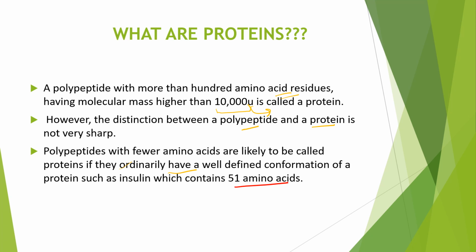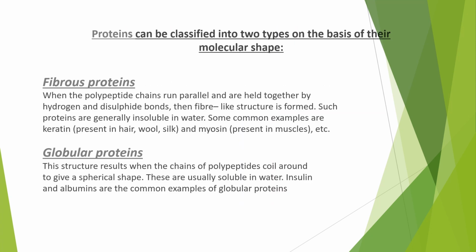Next, we will discuss different types of protein based on molecular shape. There are two types of protein based on molecular shape. First is the fibrous protein and second is globular protein. First is fibrous protein. When the polypeptide chains run parallel and are held together by hydrogen and disulfide bonds, then a fiber-like structure is formed. Such proteins are generally insoluble in water. Some common examples are keratin, present in hair and wool, silk, and myosin, present in muscles. These are about fibrous protein.